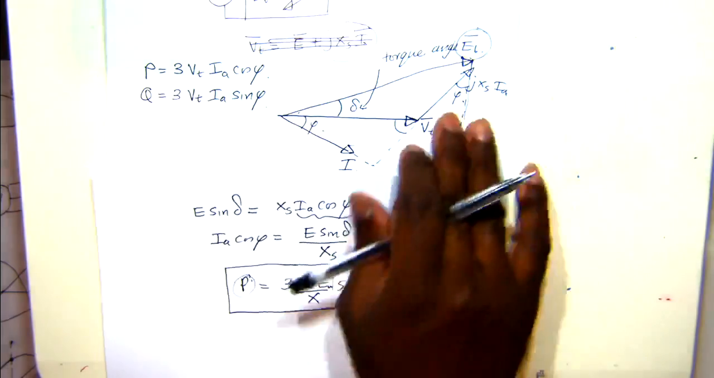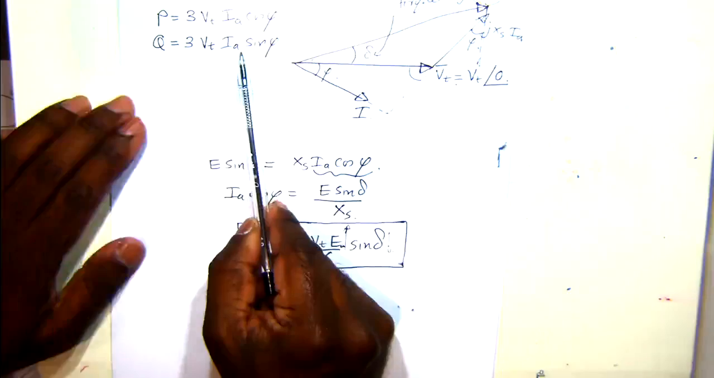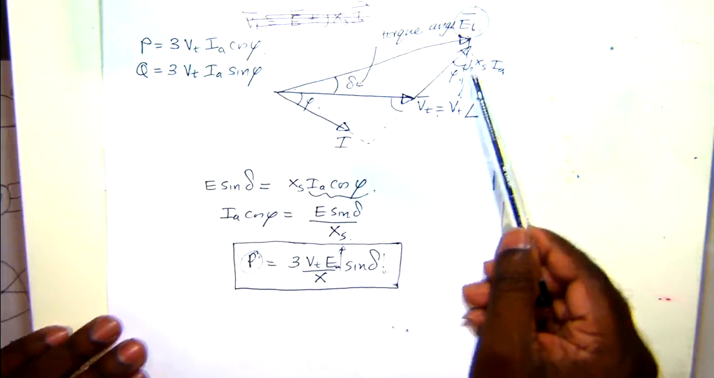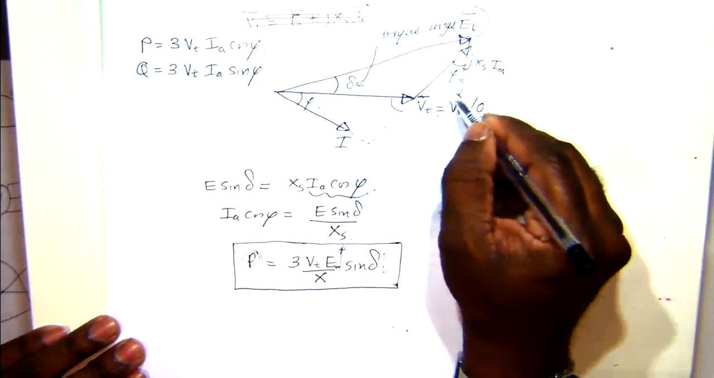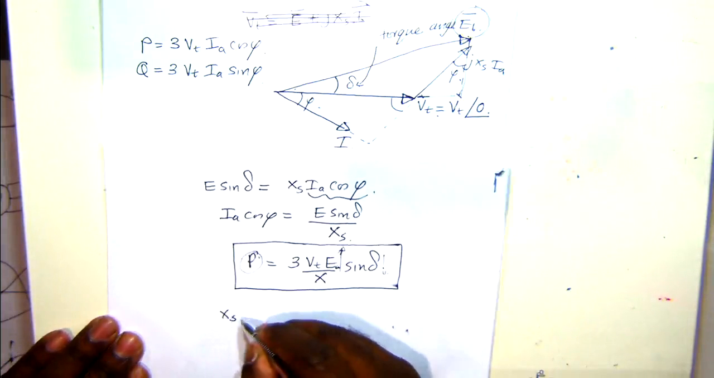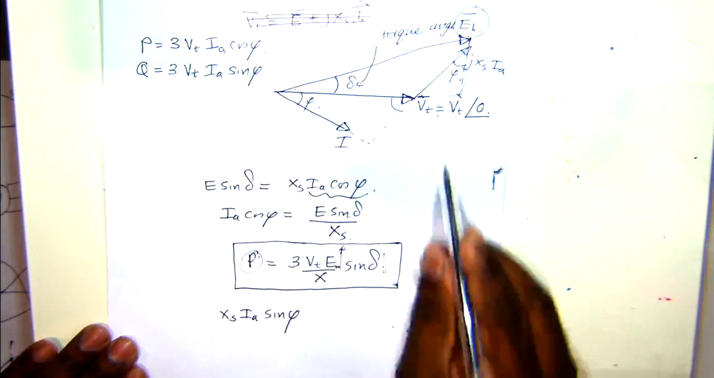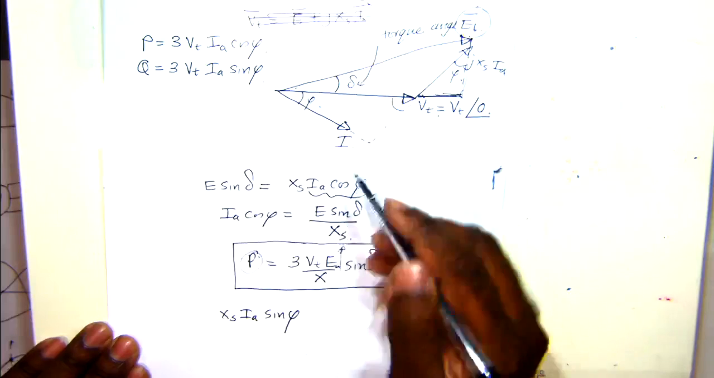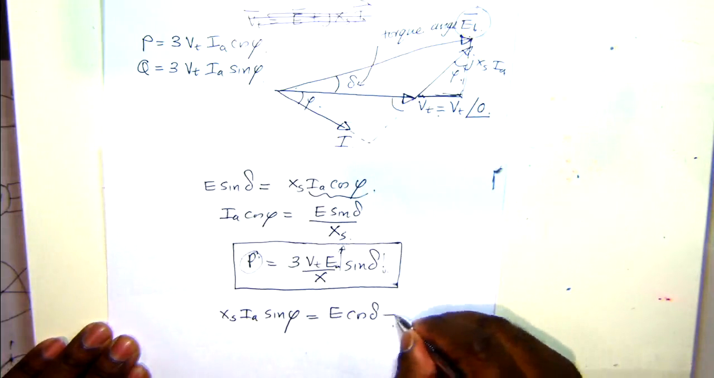So we are also interested in writing the reactive power. The reactive power has this Ia sin phi term. If you look at this particular distance in the triangle, you can write it as Xs Ia sin phi. And we can write that as E cos delta minus Vt.